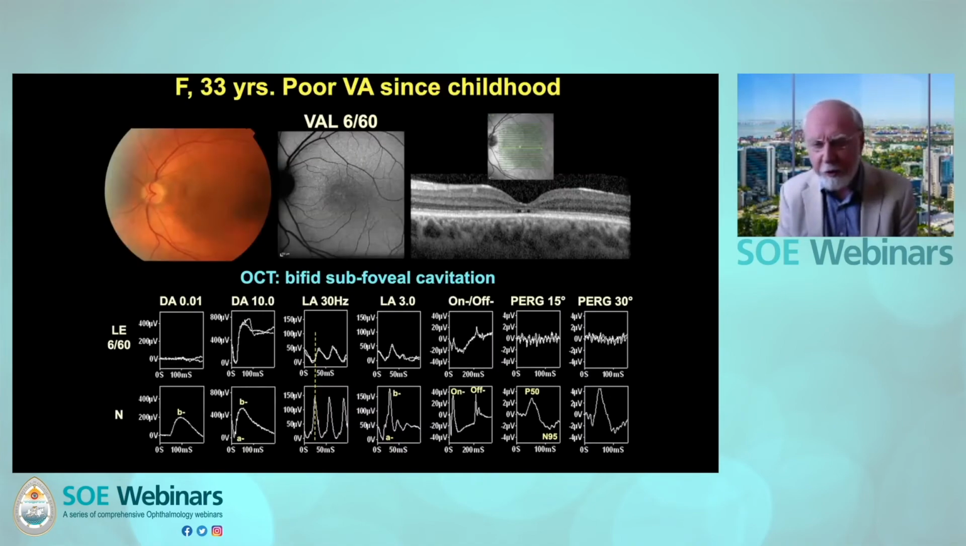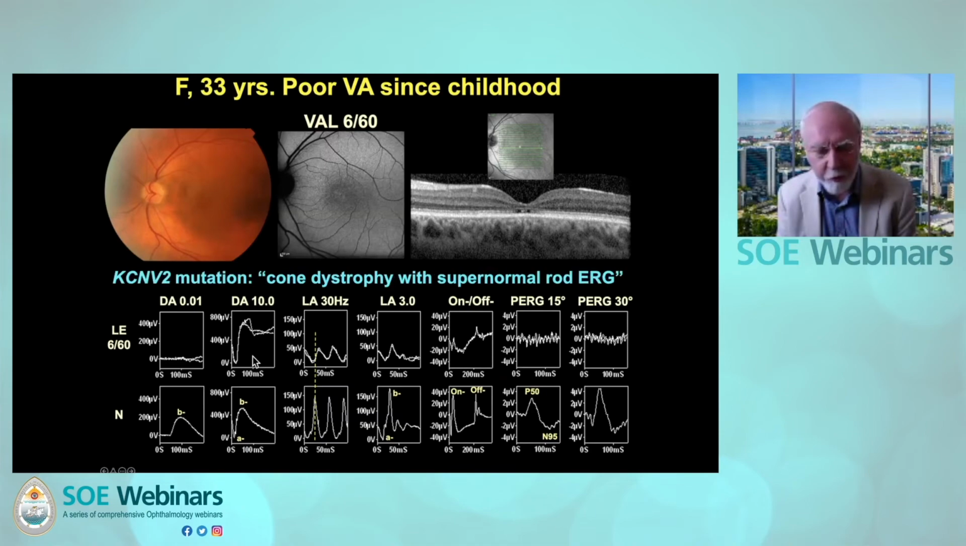Now, this is a patient who has a bifid subfoveal cavitation, long-standing visual acuity loss since childhood, and has, I won't go into these in great detail, typical ERGs for KCNV2, or cone-distributed supernormal rod ERG. No rod-specific ERG, very high amplitude bright flash dark adapted, and generalized cone dysfunction with macular involvement.